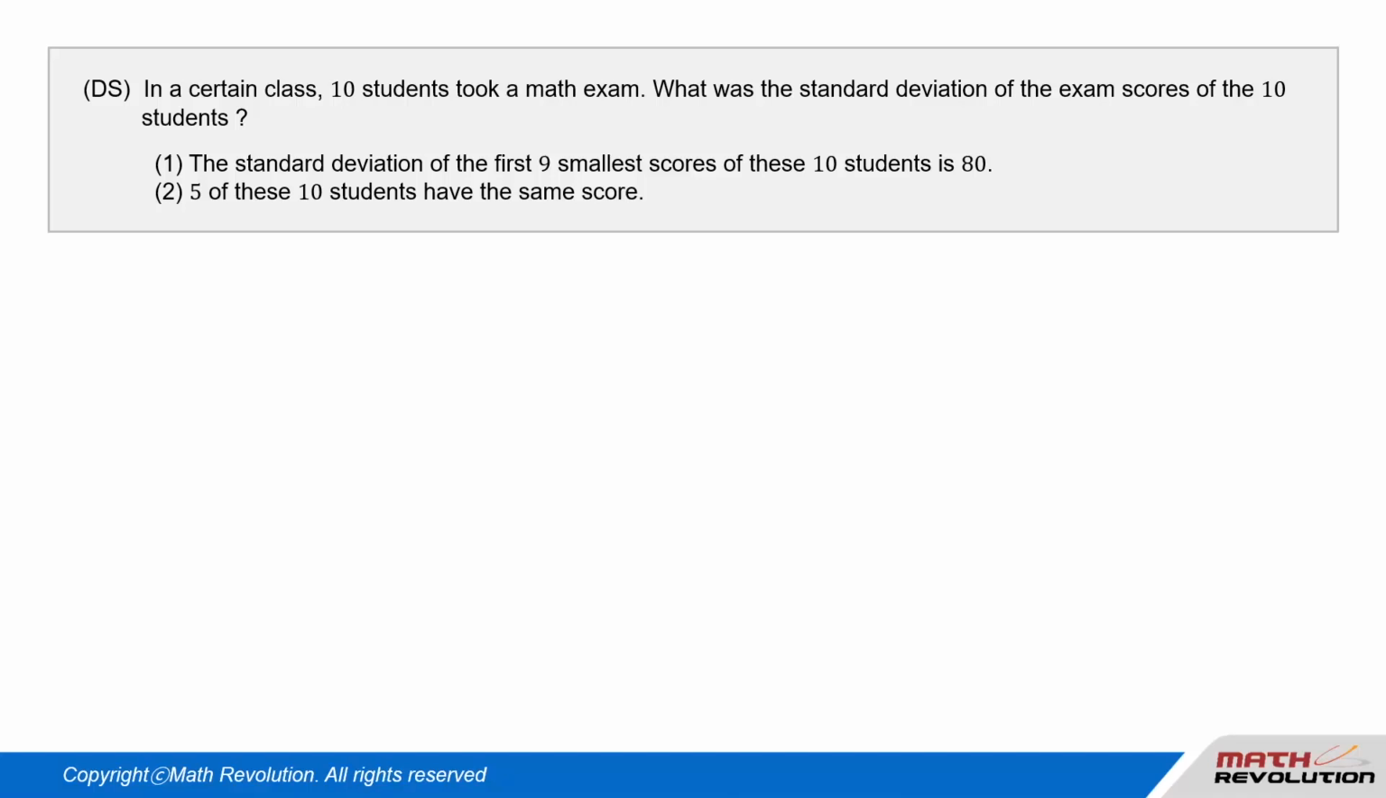Question: DS. In a certain class, 10 students took a math exam. What was the standard deviation of the exam scores of the 10 students? Condition 1. The standard deviation of first 9 smallest scores of these 10 students is 80. Condition 2. 5 of these 10 students have the same score.